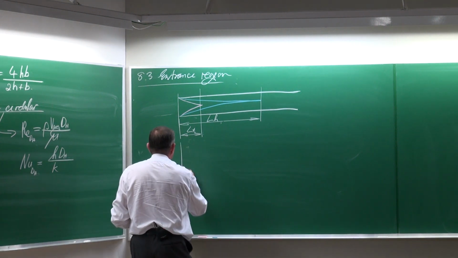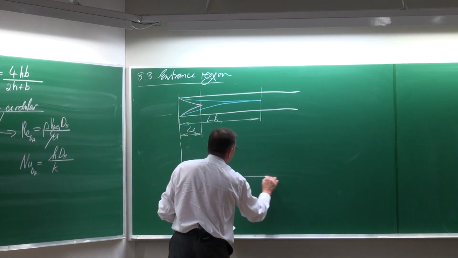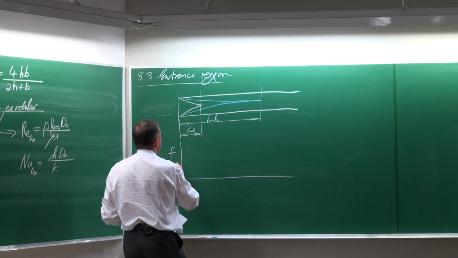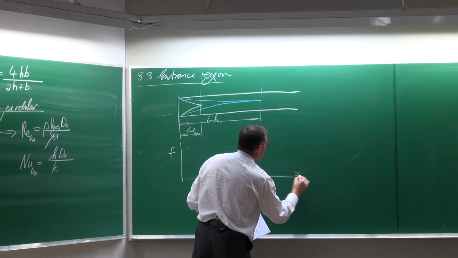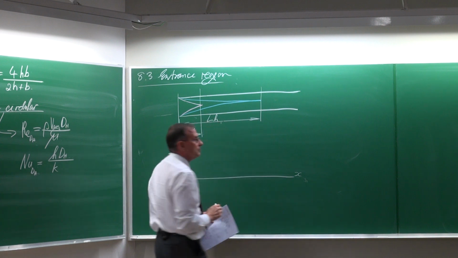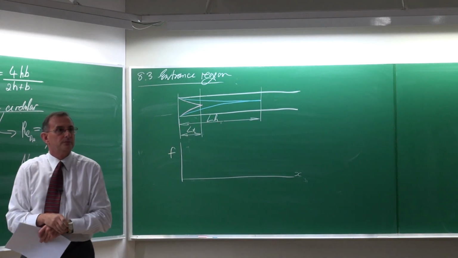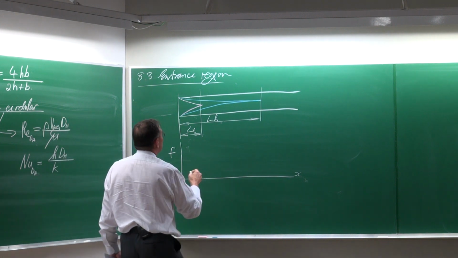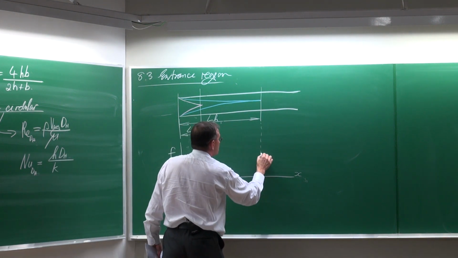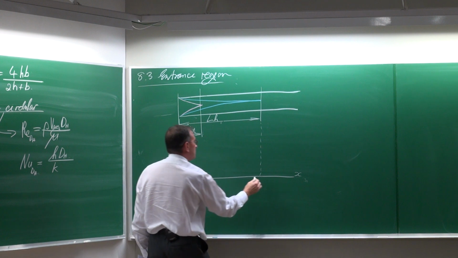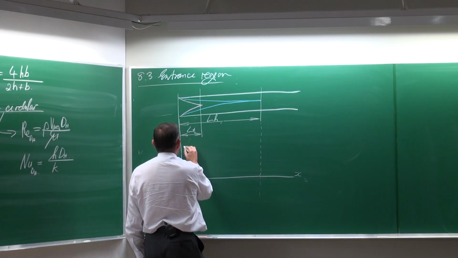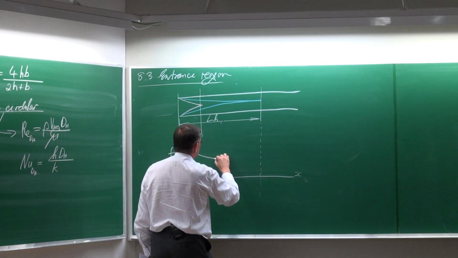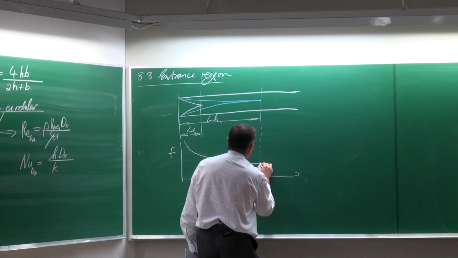Why is this important? For the following reason. If we look at the friction coefficient downstream in the pipe or the tube, then there is the distance where it is fully developed. Then the friction factor is going to do something like this.